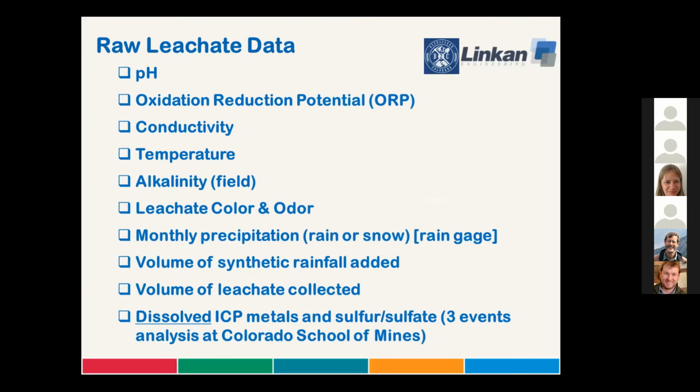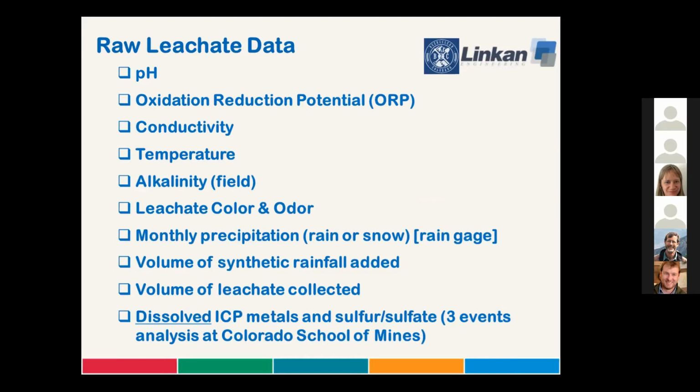So what did we measure? Well, first of all, we measured field parameters: pH, oxidation reduction potential, or ORP, conductivity, temperature, and alkalinity. And Tahne took notes of the leachate appearance, and we semi-tracked the water balance in and out of the test cells. Due to the dry weather, she had to add synthetic rain to generate leachate.